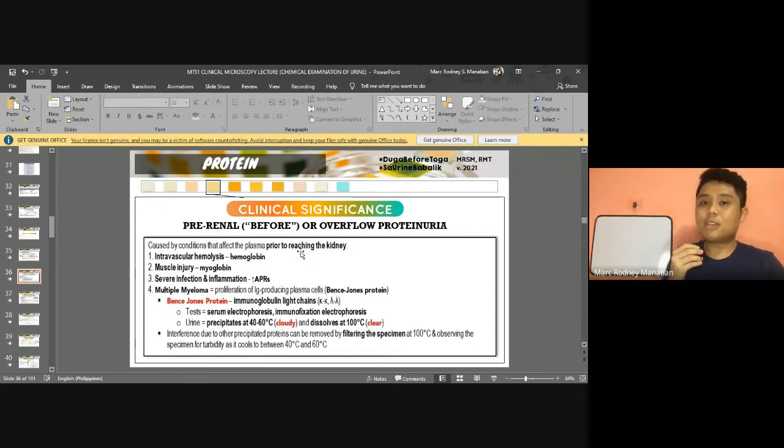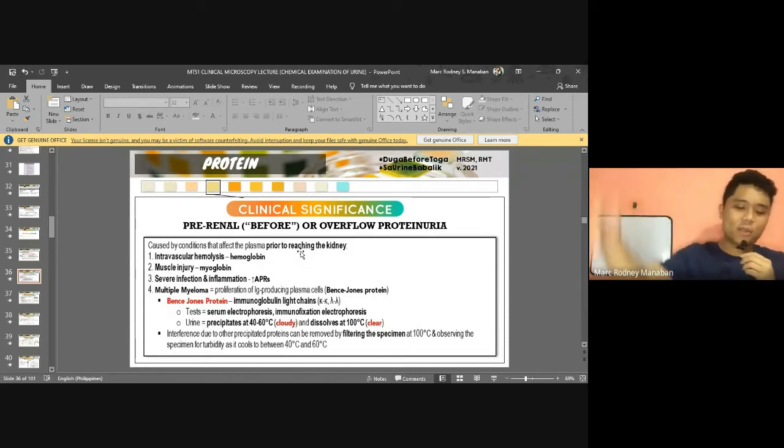Your characteristics in the urine, that is just supplementary, all right? But if you really want to diagnose multiple myeloma, you don't rely on the urine or the Bence-Jones protein appearance in the urine, but you perform serum electrophoresis, immunofixation electrophoresis. So those are immunological tests. All right. So that's for pre-renal.